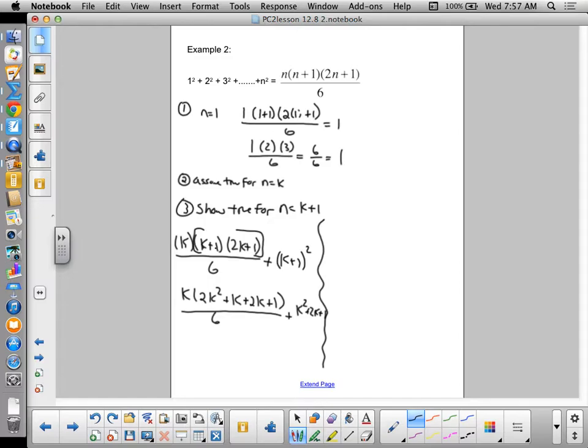Okay, simplifying this, combining terms, that gives me 2k cubed. 3k times k is 3k squared. Just 1 times k is plus k, over 6, plus k squared plus 2k plus 1. All we're doing right now is just algebra, combining terms and that sort of thing.